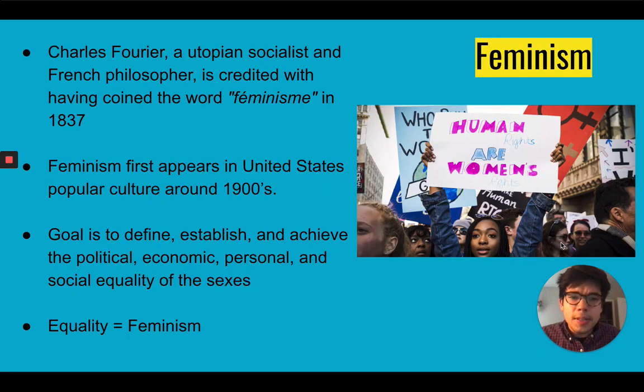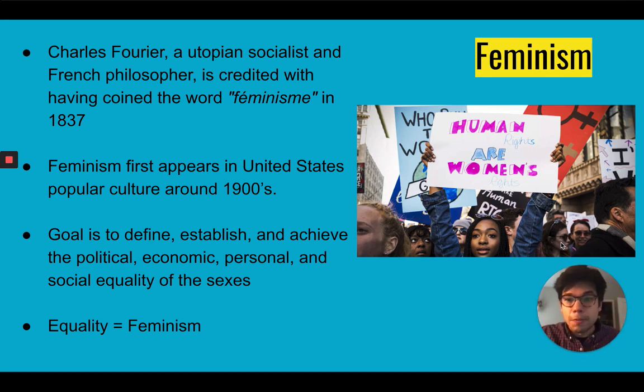So this really leads into the idea of feminism. Feminism originally comes from a French word. The words feminism and feminist won't actually appear in United States popular culture until the early 1900s. The goal of feminism is really pretty simple. It's to create social equality of the sexes between men and women: political equality, economic equality, personal equality, right? Those are three different areas.